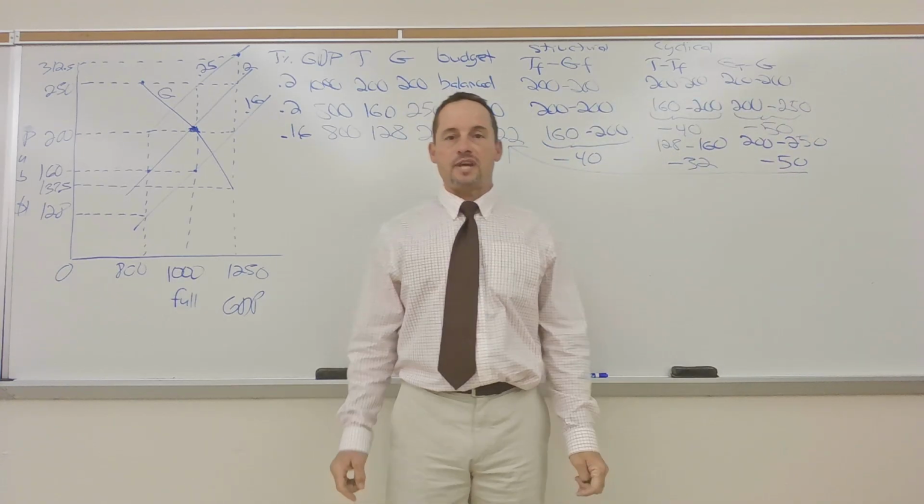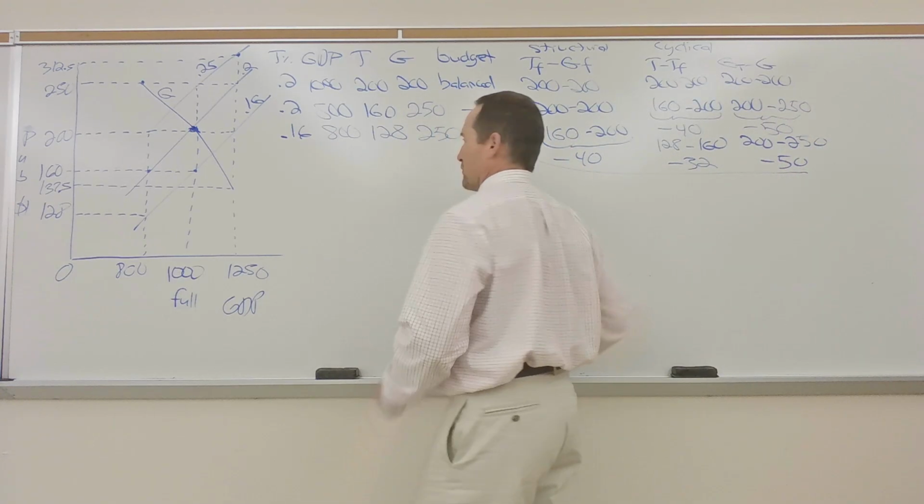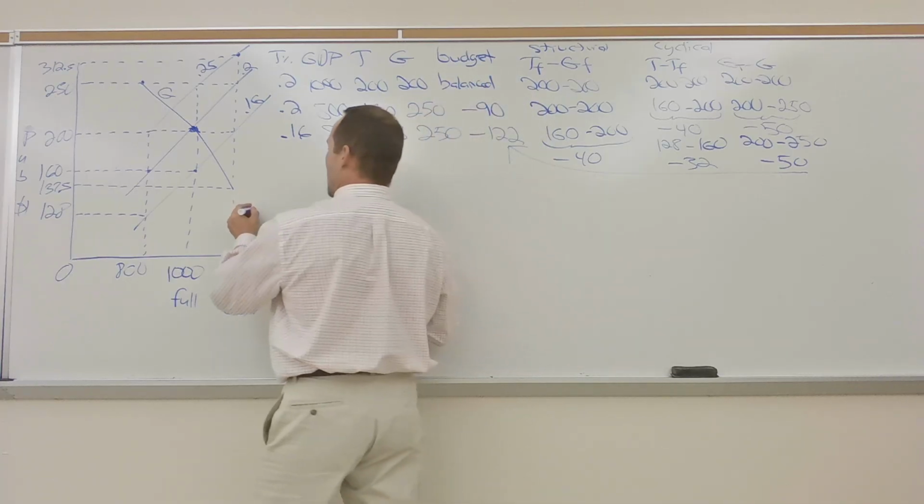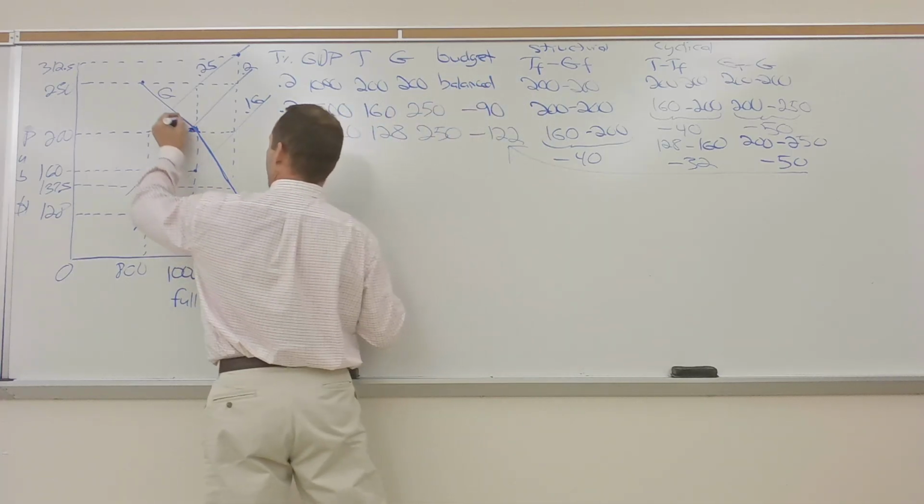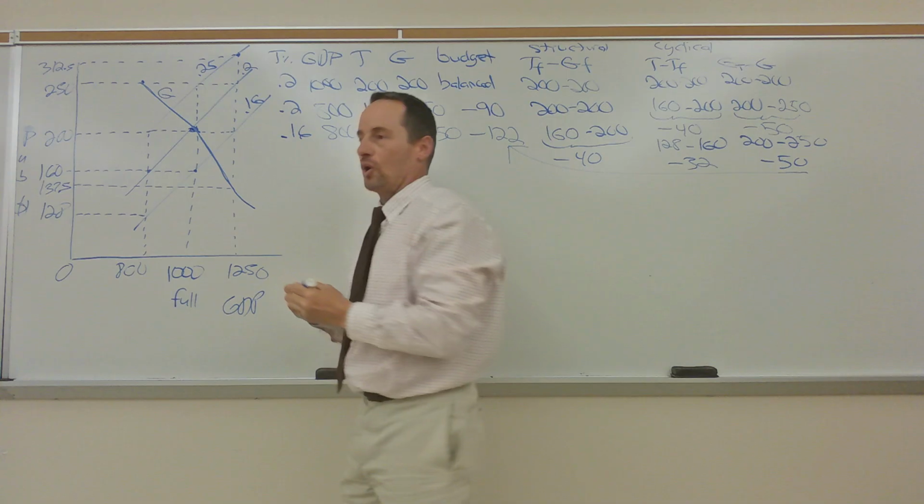So this is the same as my other video. The only difference being this negative slope government spending line that is based on entitlements.